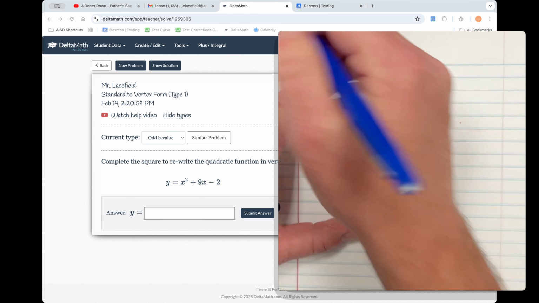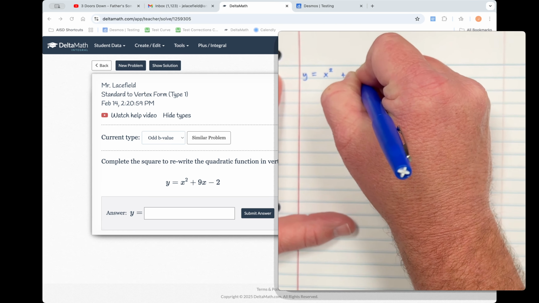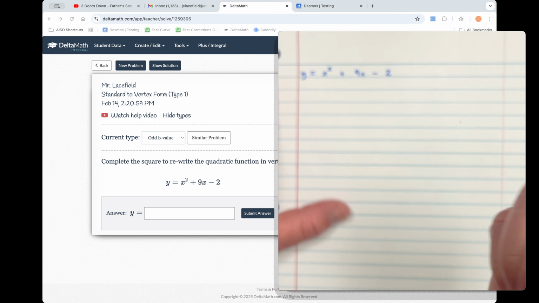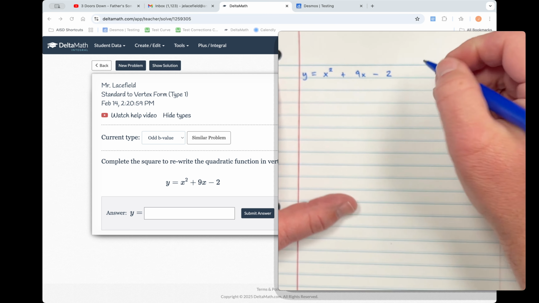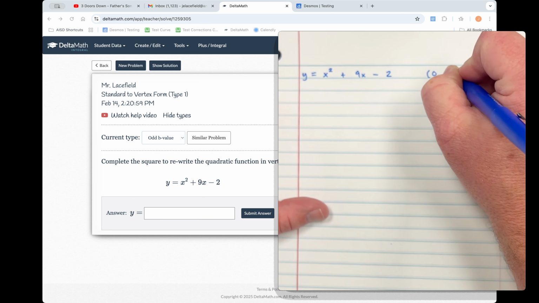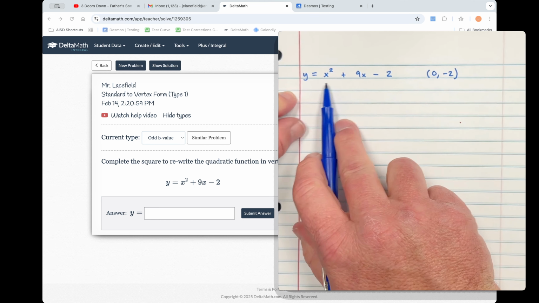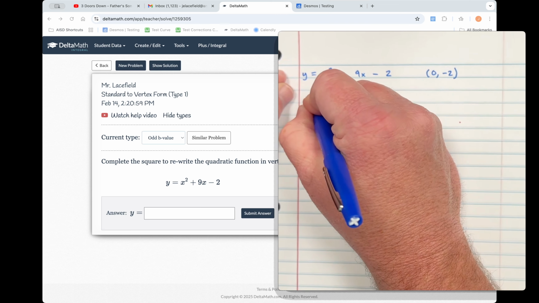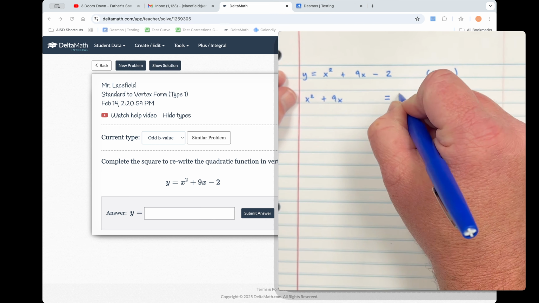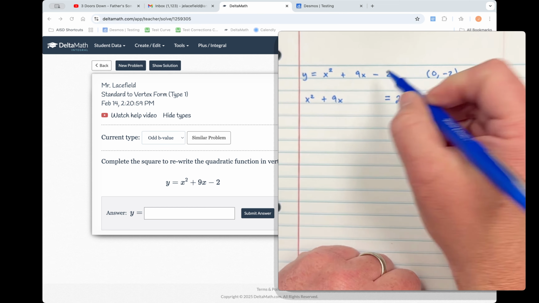So in this one here, we have y equals x squared plus 9x minus 2. And for this, we have the y-intercept is going to be at (0, -2). So now in order to find the vertex, we're going to complete the square. So that means we need to do x squared plus 9x. That's going to equal 2 because we're going to add 2 to both sides, so that the zero's out this way.